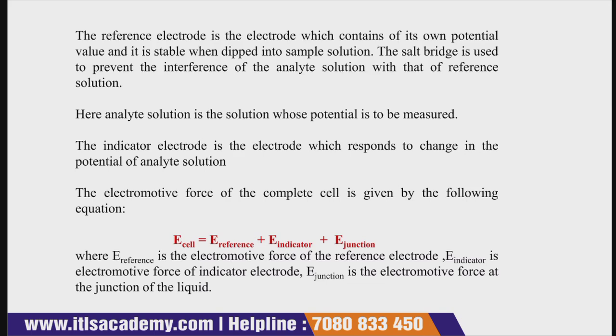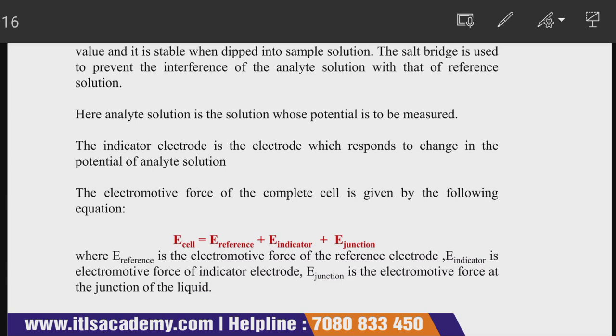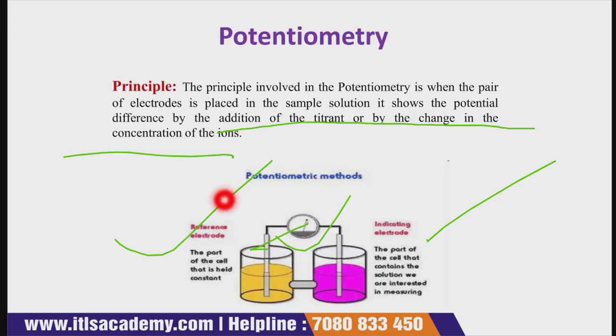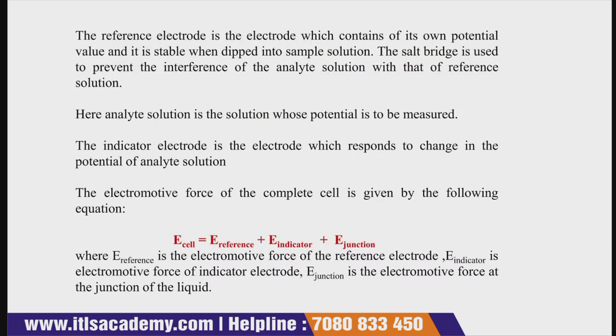So the reference electrode is the electrode, and I have already told you what a reference electrode is. Now let's see the definition of the reference electrode, because in examination they can ask you what you understand by a reference electrode. The reference electrode is the electrode which has its own potential value. Means this electrode present on this side, the yellow one, contains its own potential value, and it is stable, means it is constant, static at one place.